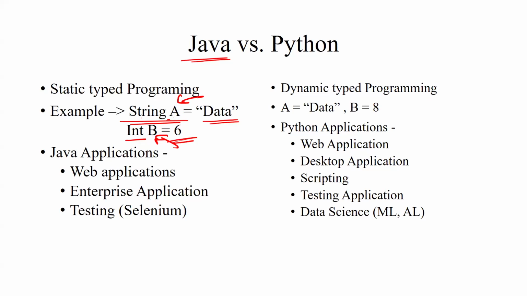But if you take Python, it's called dynamically typed programming. What do you mean by dynamically typed programming? As simple as that: you use it first, and after that it gets created. For example, you can directly assign A equal to data, and you can directly assign B equal to 8. The moment you assign A, the value assigned doesn't care about the data type. It will first assign and only then think about the data type. Like this, the data types are created at runtime itself. That is why it is called dynamically typed programming.